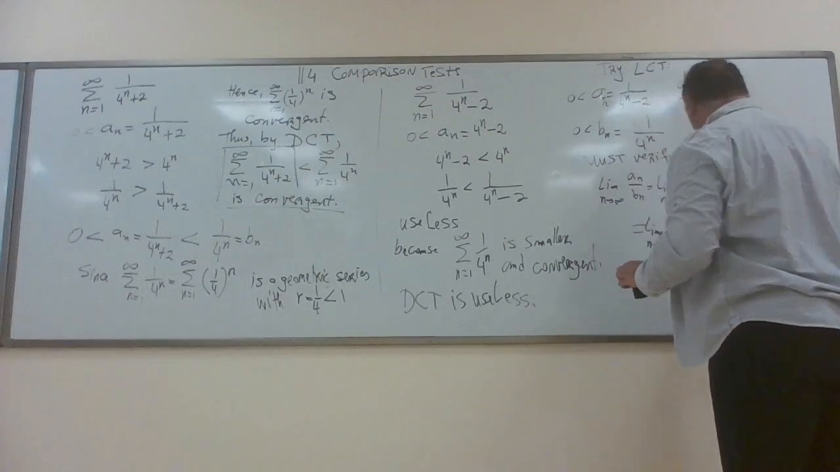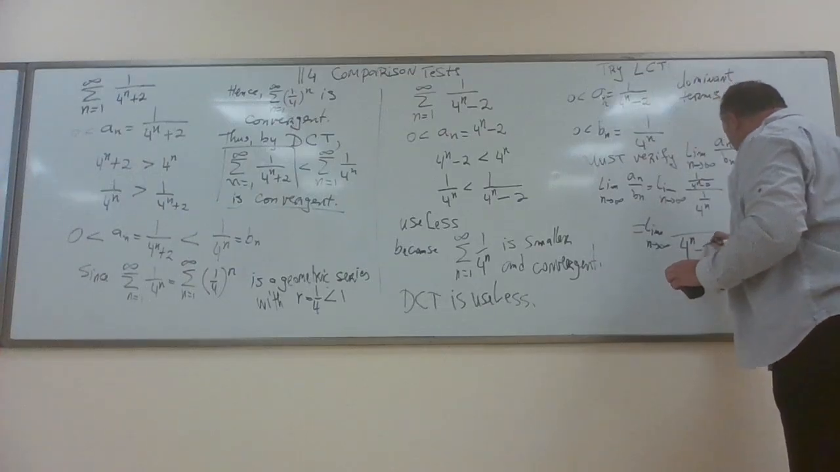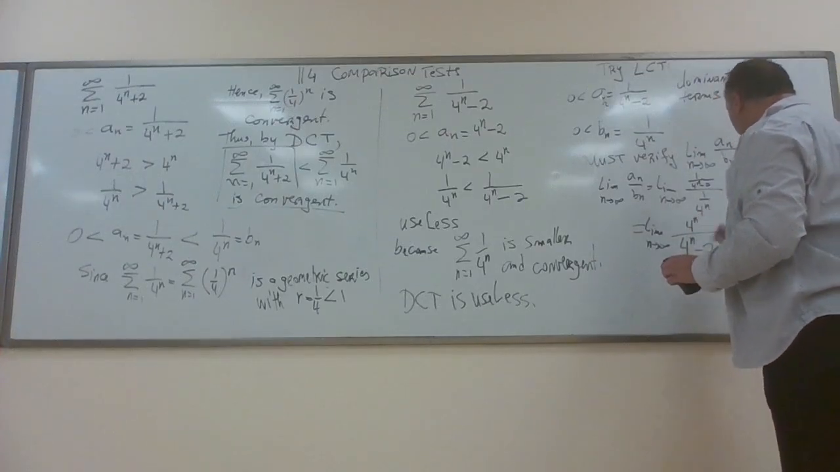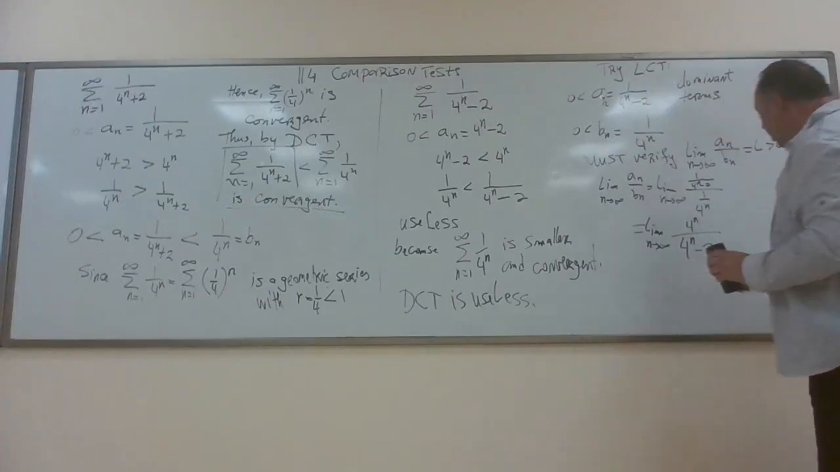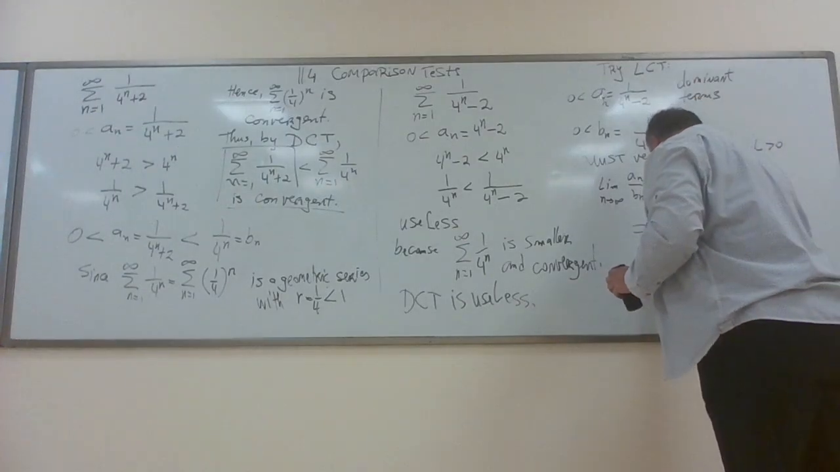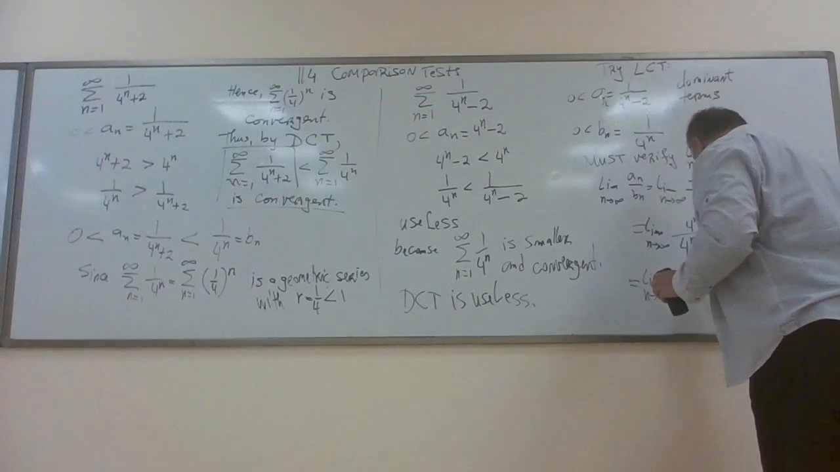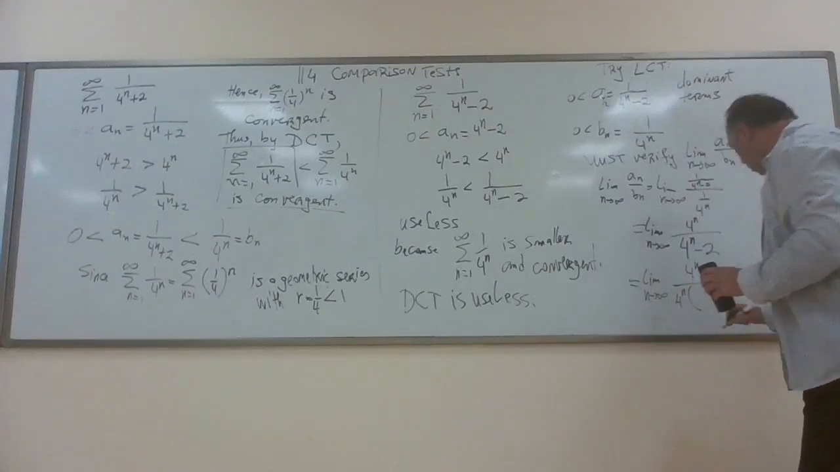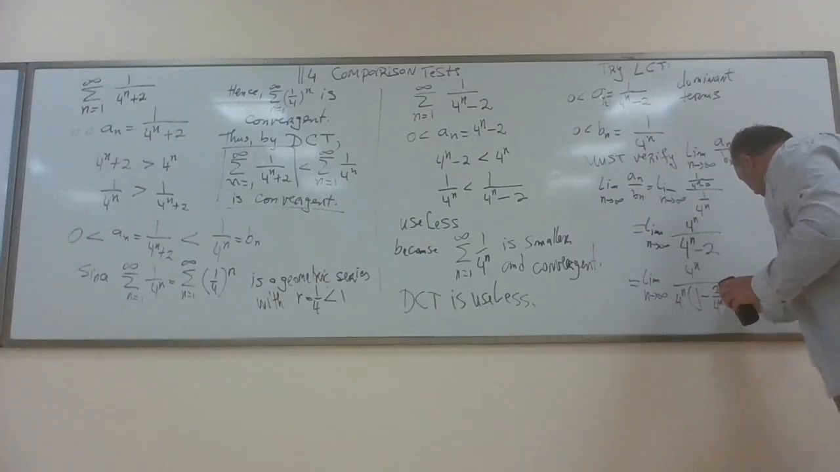So I have a double fraction. 4 to the power n minus 2 here, and then 4 to the power n upstairs. What do we do now? We will factor 4 to the power n out of the denominator, so that will be useful to simplify. So the denominator becomes 4 to the power n times 1 minus 2 over 4 to the power n. So now it's cute.